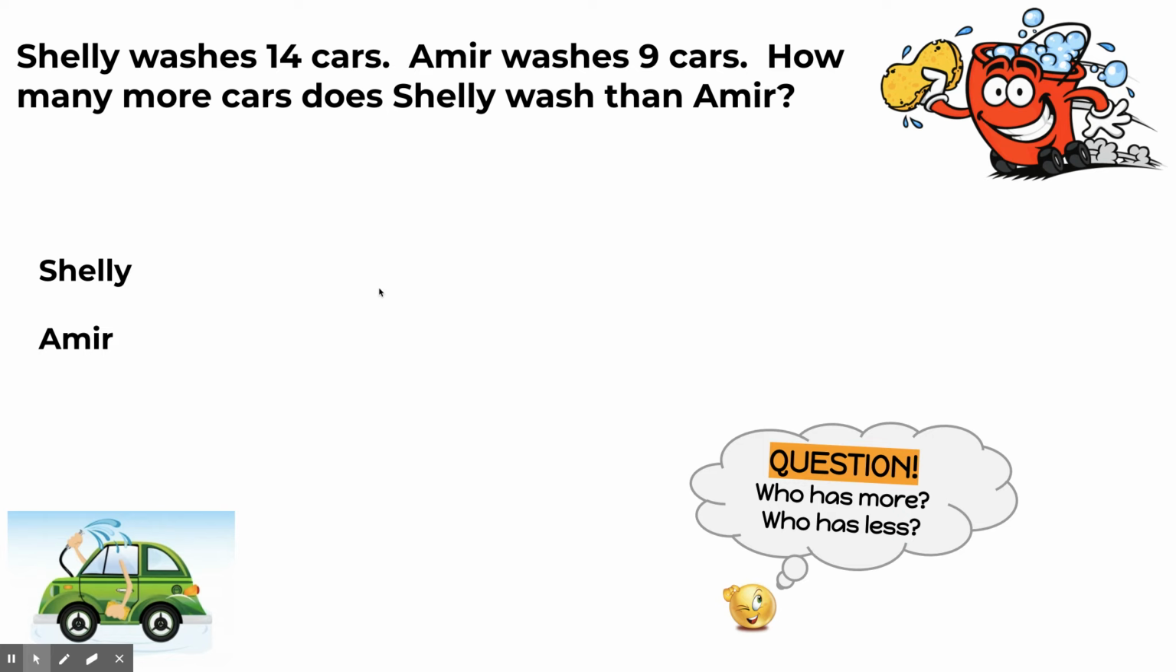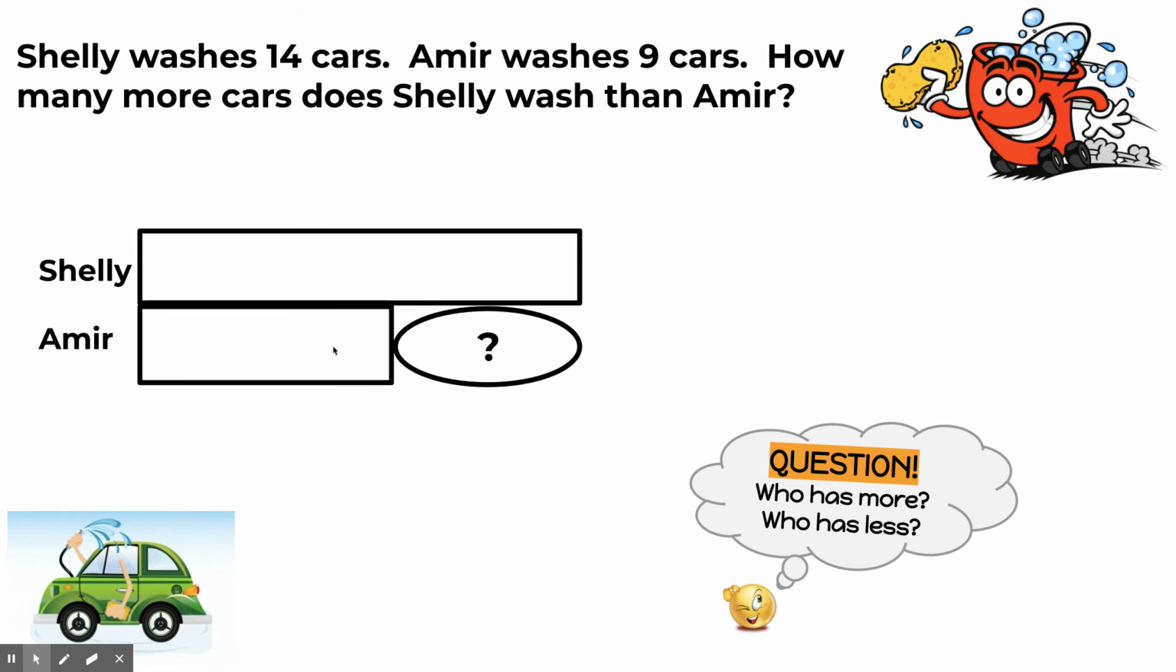So I know Shelley's going to get the big bar, Amir's going to get the small bar, and this question is asking me for the more than or less than. And the more than or less than always goes in the oval. The oval is the difference between one person's total and another person's total. Now, when I say total, I want you to remember this is not the total. Amir has a part of what Shelley has. You can see his bar is shorter than her bar, so he doesn't have as much as she has.